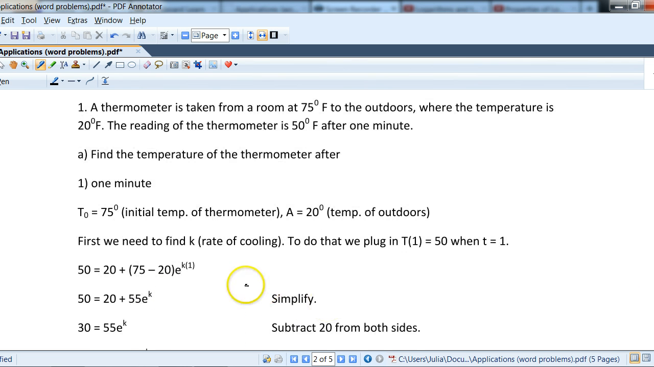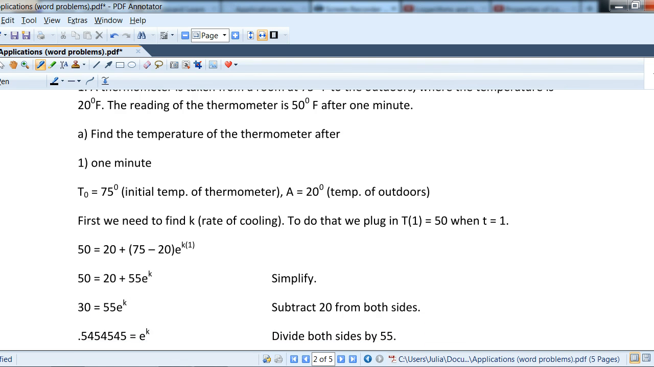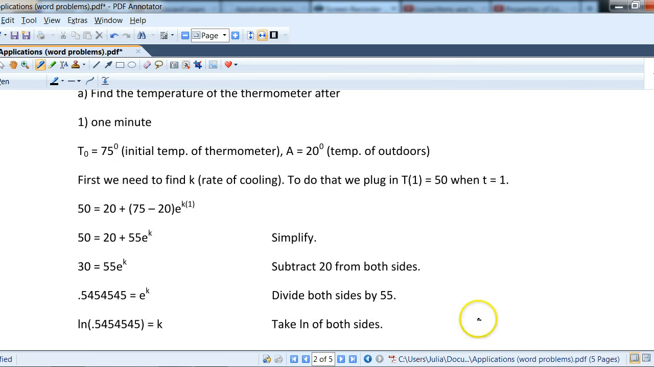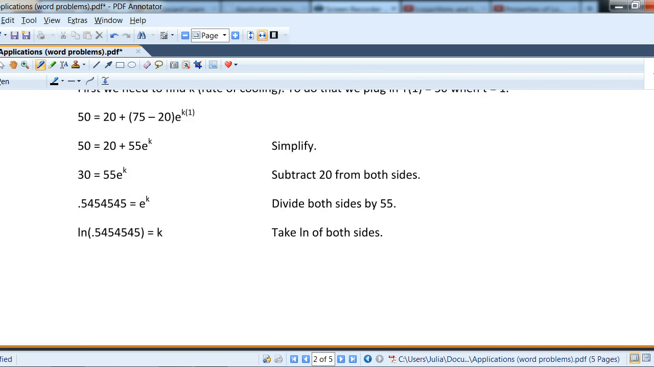Then you can subtract 20 from both sides, basically trying to isolate the exponential. So we'll have 30 equals 55 e to the K. Then we divide by 55, and I get this repeating decimal equals e to the K. Then we can take the ln of both sides. So K is the ln of this decimal, which you can leave like this if you prefer to be more exact, or find the decimal for it.